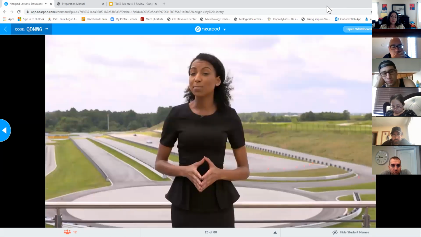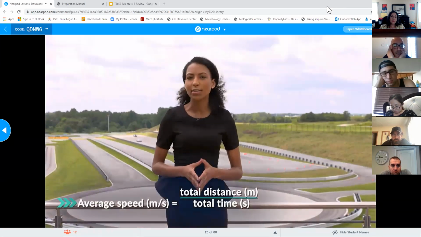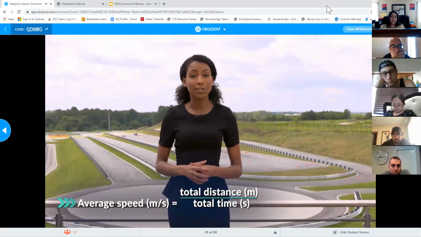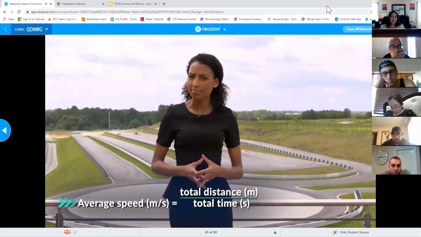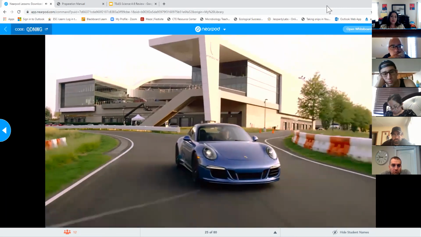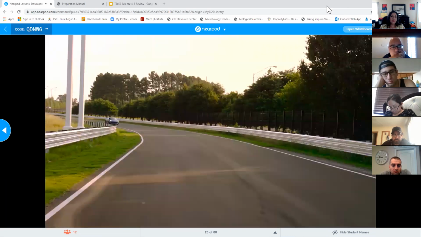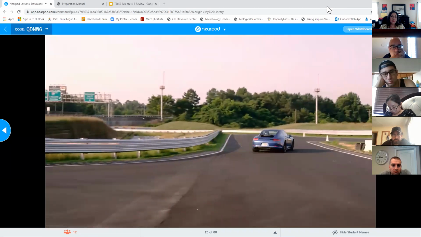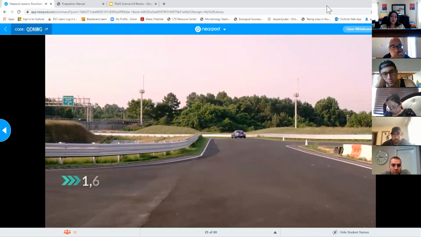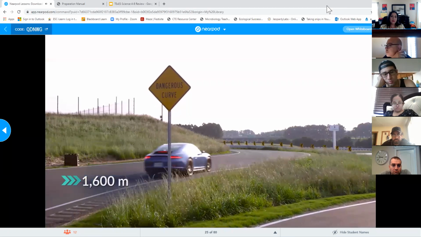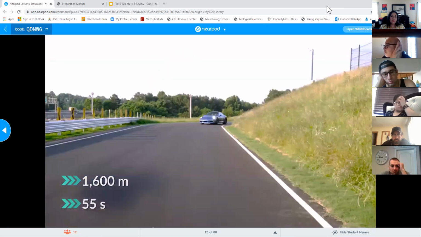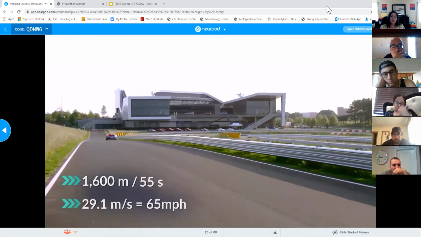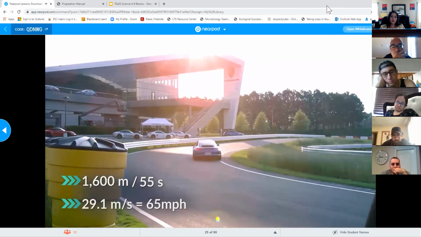We calculate the average speed of an object by using this equation. The average speed in meters per second is equal to the total distance traveled in meters divided by the total time taken in seconds. Let's work through an example. When a car makes a lap around the track, we can calculate its average speed using the distance it traveled and how much time it took. One lap around this track is 1,600 meters, and the time it takes this car is 55 seconds. So the average speed was 1,600 meters divided by 55 seconds, which is 29.1 meters per second. That's pretty fast.